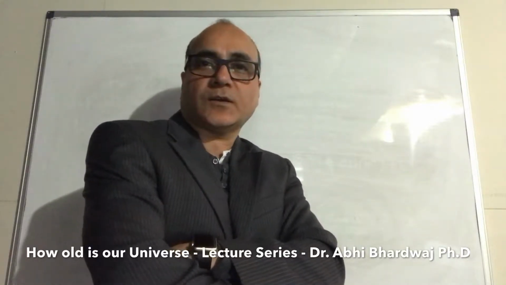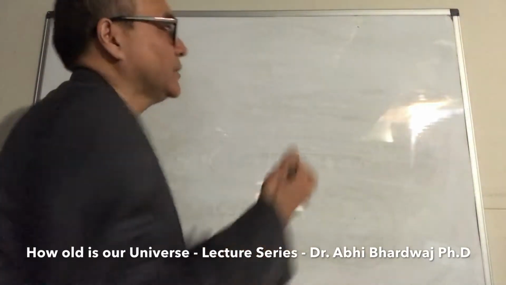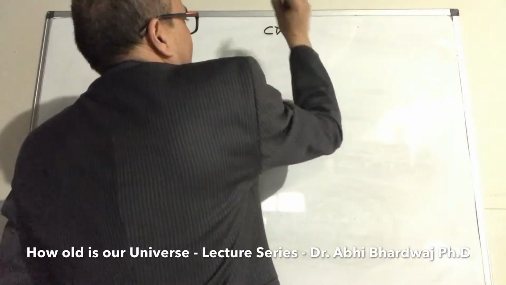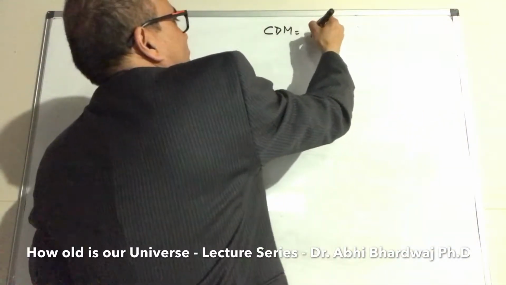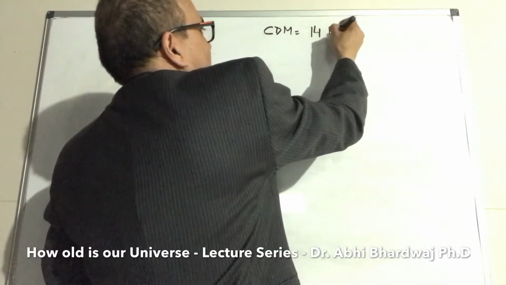Today's topic is going to be finding out the age of the universe. So how do we find out, and what are the different cosmological models which are used to determine that? So let's get started. The first model being used was called CDM, and with this model they found the age to be about 14 billion years.